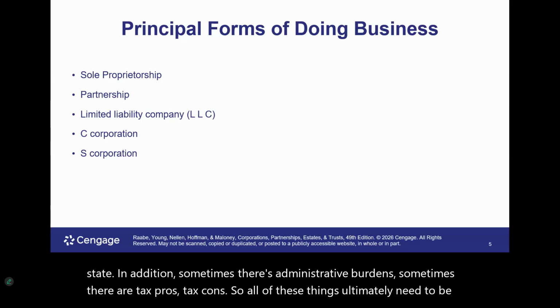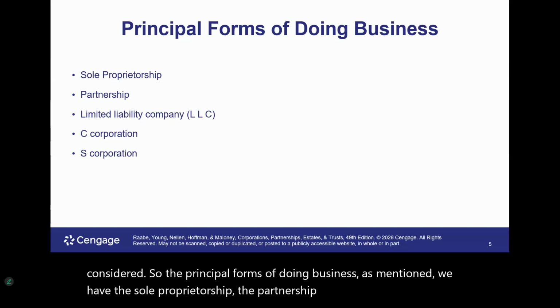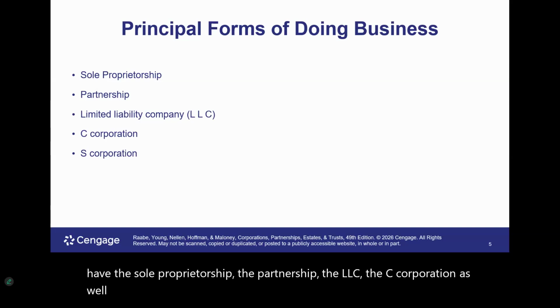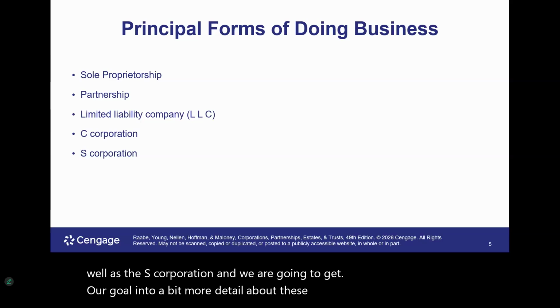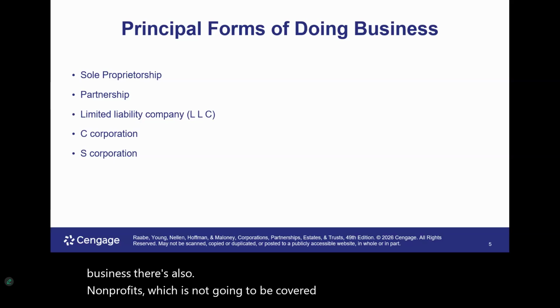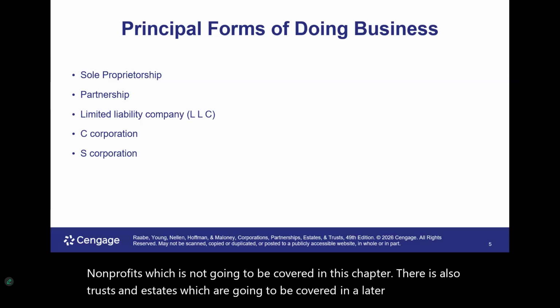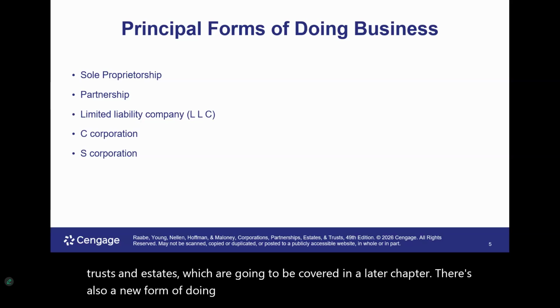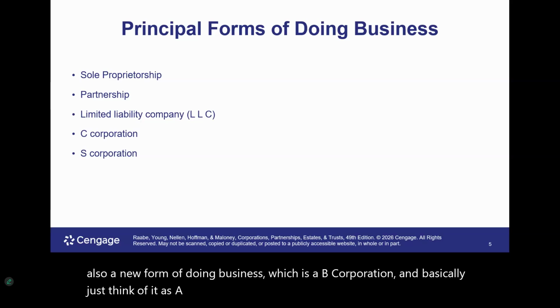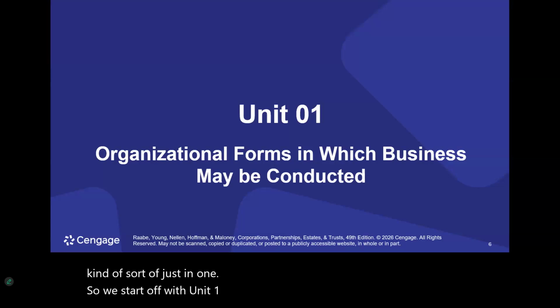The principal forms of doing business, as mentioned, are the sole proprietorship, the partnership, the LLC, the C corporation, as well as the S corporation. We are going to go into a bit more detail about these various forms of doing business. There are also nonprofits, which are not going to be covered in this chapter. There are also trusts and estates, which are going to be covered in a later chapter. There's also a new form of doing business, which is a B corporation. Just think of it as a hybrid of a C corporation and a nonprofit, kind of, in one.